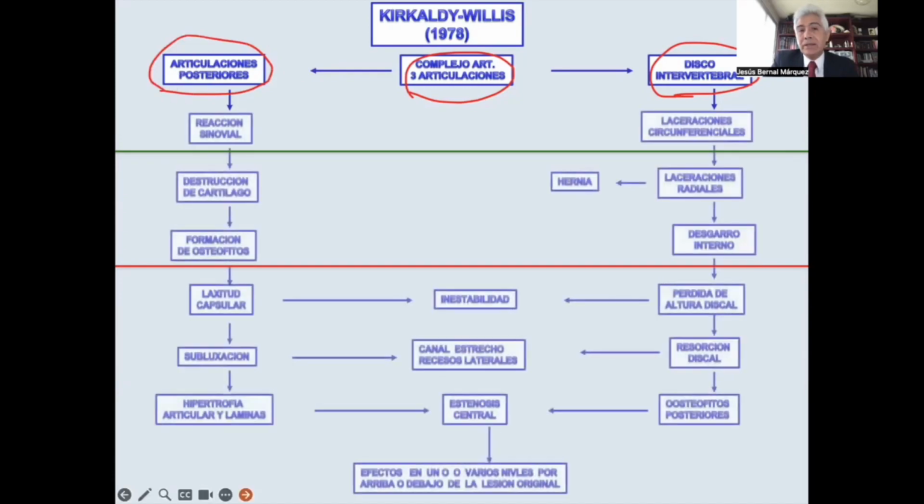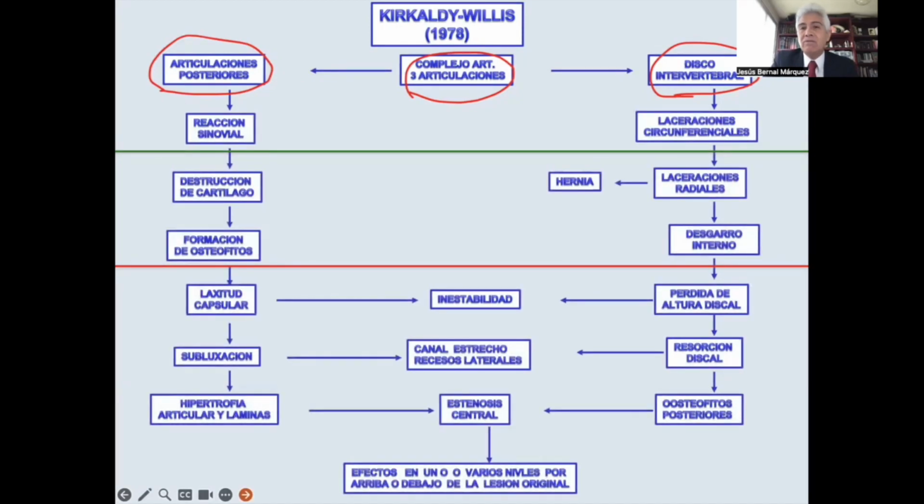Obviously, the joint in front refers to the intervertebral disc, and the joints in the back refer to the facet joints. Both anteriorly and posteriorly, there will be an infinite number of pathophysiological changes that will lead us to the process. But if you notice, this process is divided into three parts: a green line, a red line, 3 parts.